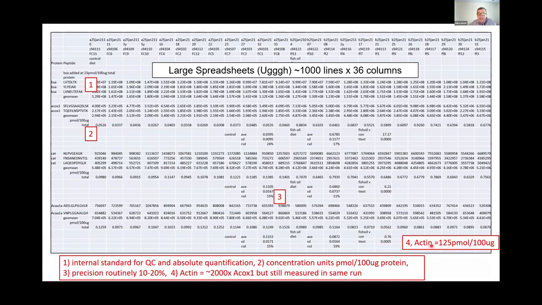significantly. And then lastly, just as an idea of dynamic range, actin is in all of these samples. We measure it in all of these samples. It's at 125 picomoles per 100 micrograms. So it's about 2,000 fold more abundant, yet measured in the same experiment as our ACOX-1 or our catalase or our ACAA1. And so this thing will have 1,000 lines. I only show a couple of groups, so 24 of the 36 columns.